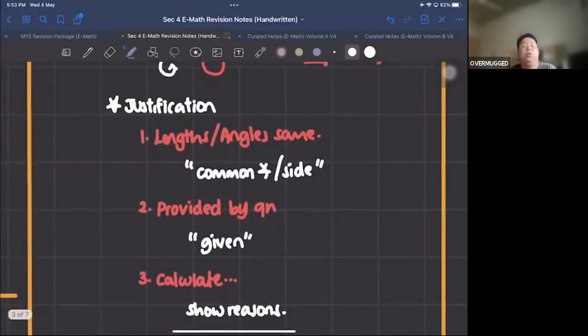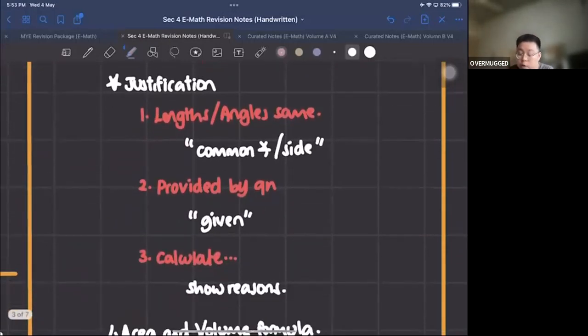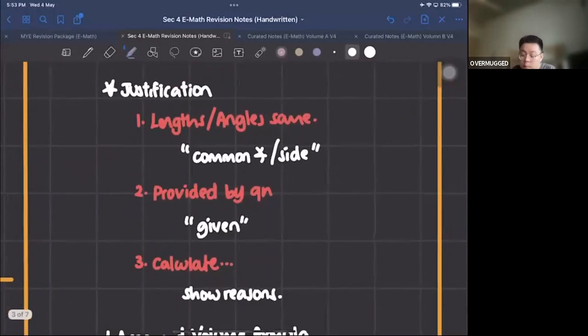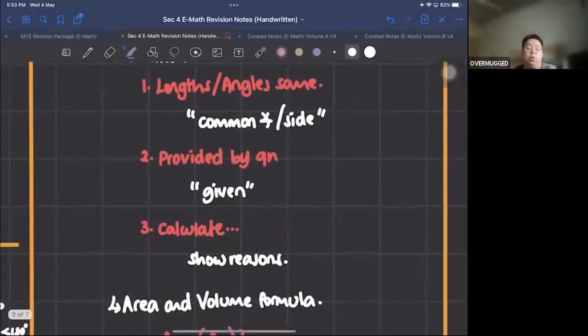For justifications, please remember that there are a few types of justifications. Number one, same length or same angle. Whenever it's the same, we just say common angle or common side. Now, if the information is given to you by the question, let's say the question says that the angle is 64, then you can say the word given. This word given is very powerful. You cannot anyhow use it. It must only be the word given if it's really given to you. If you have tabulated anything or you have calculated anything, you need to write reason. So be careful.